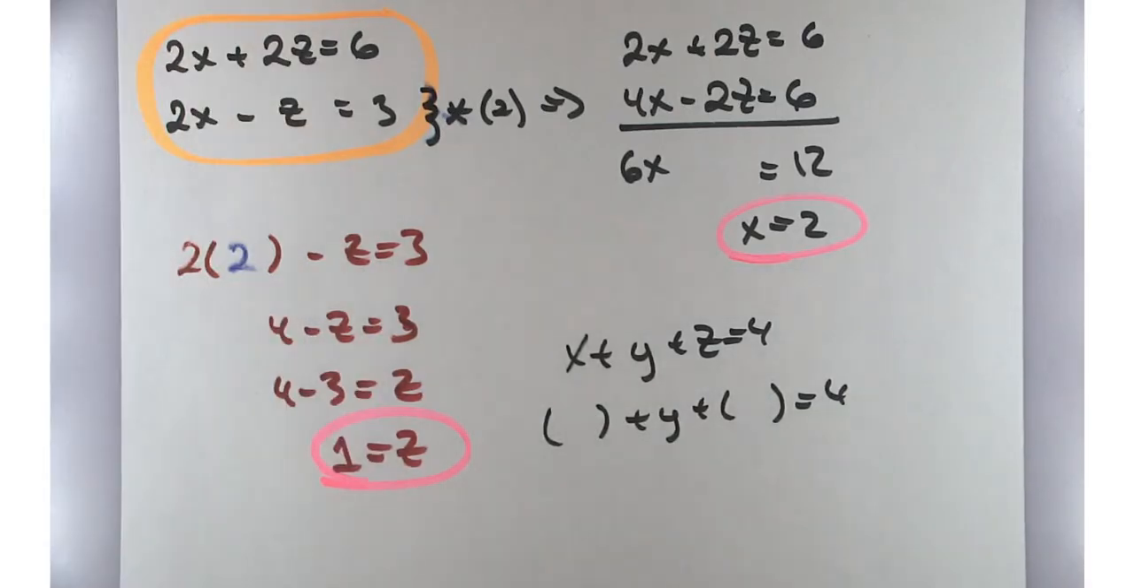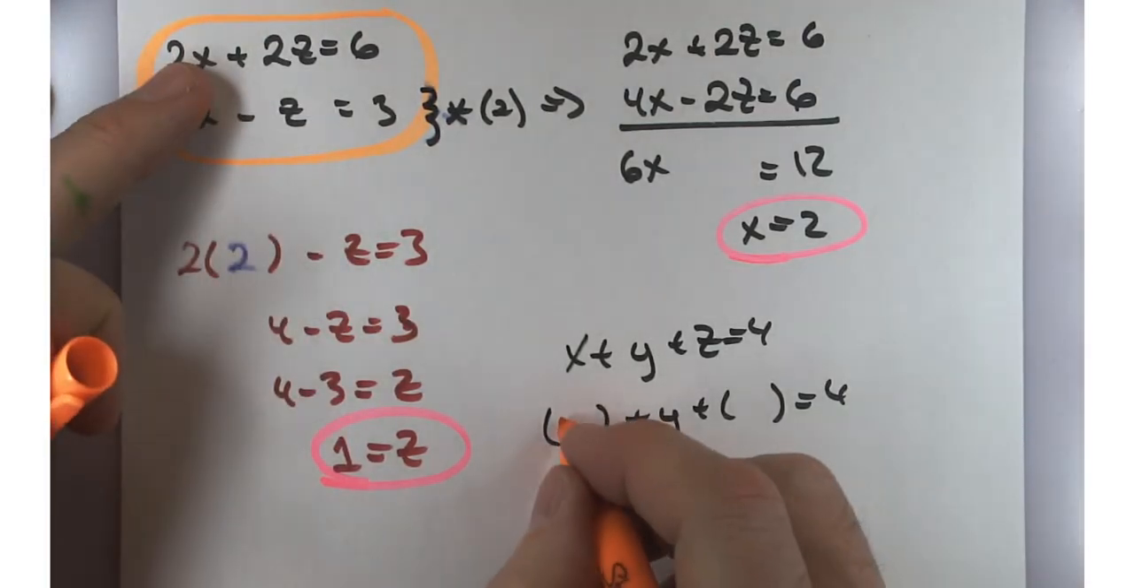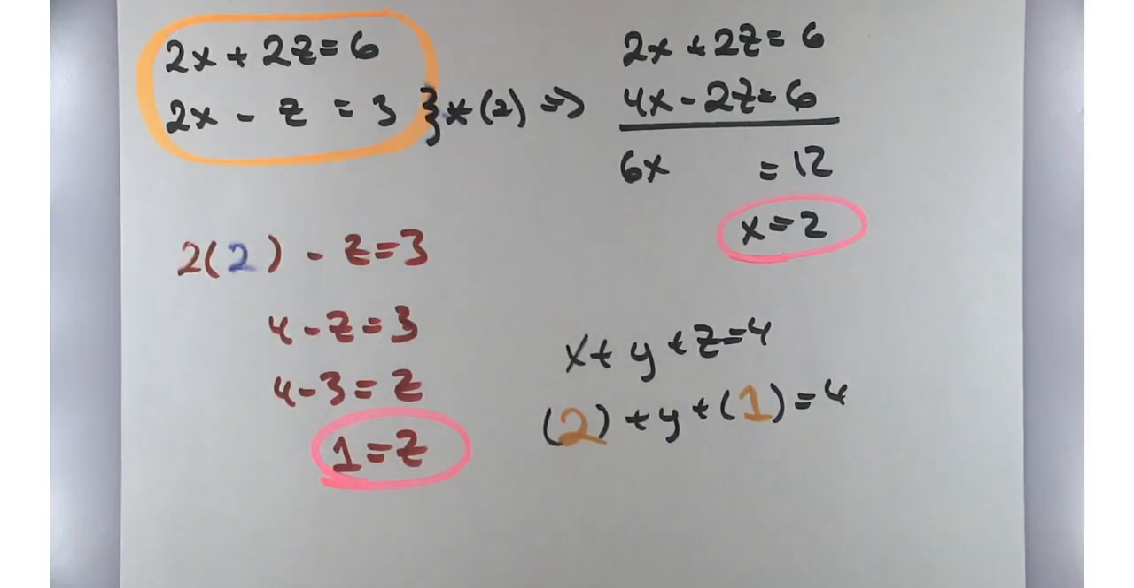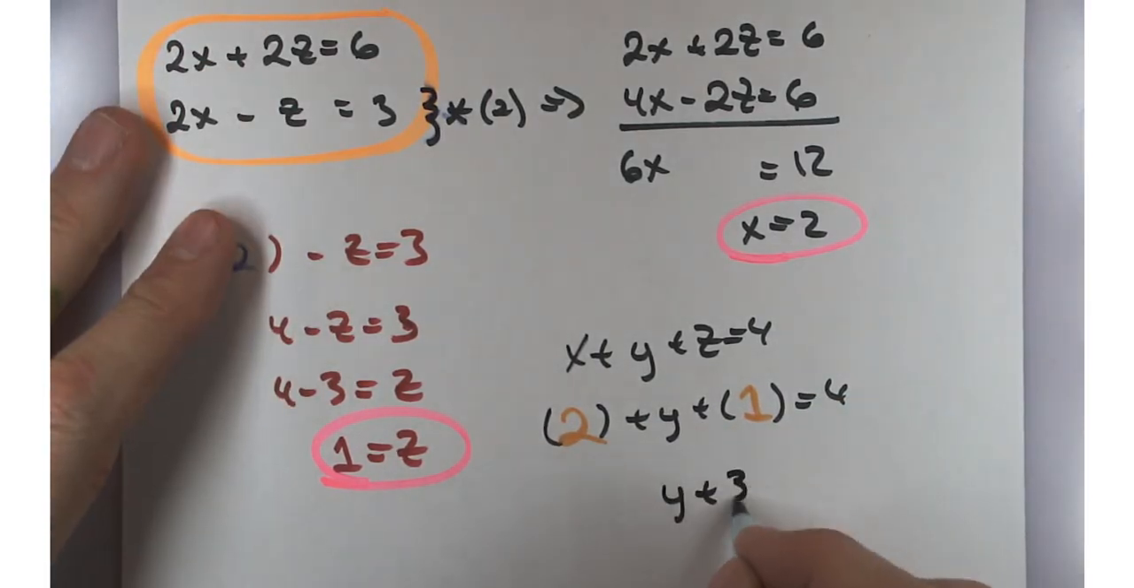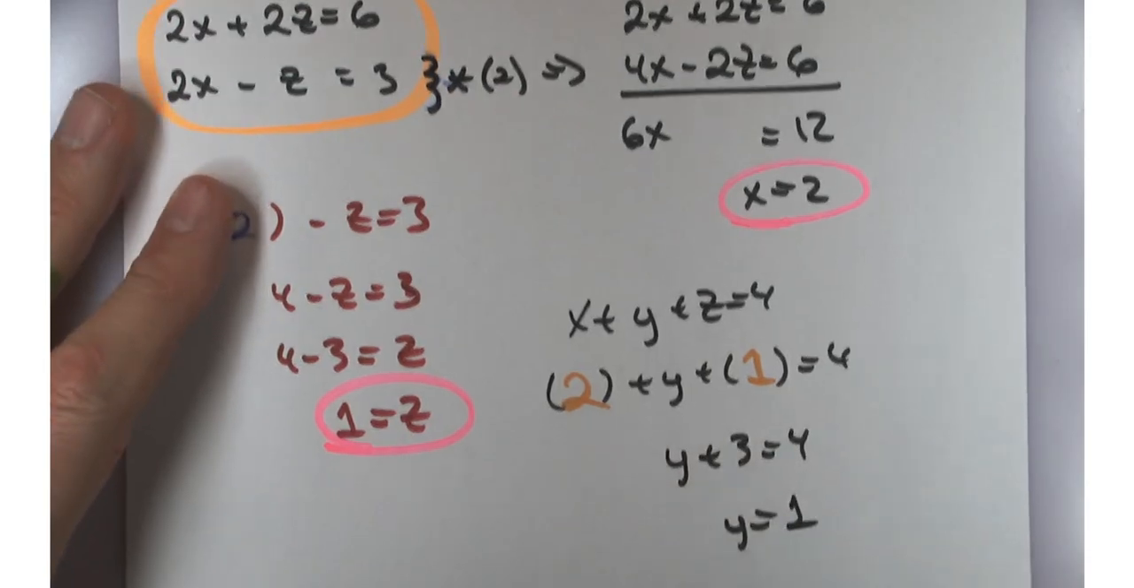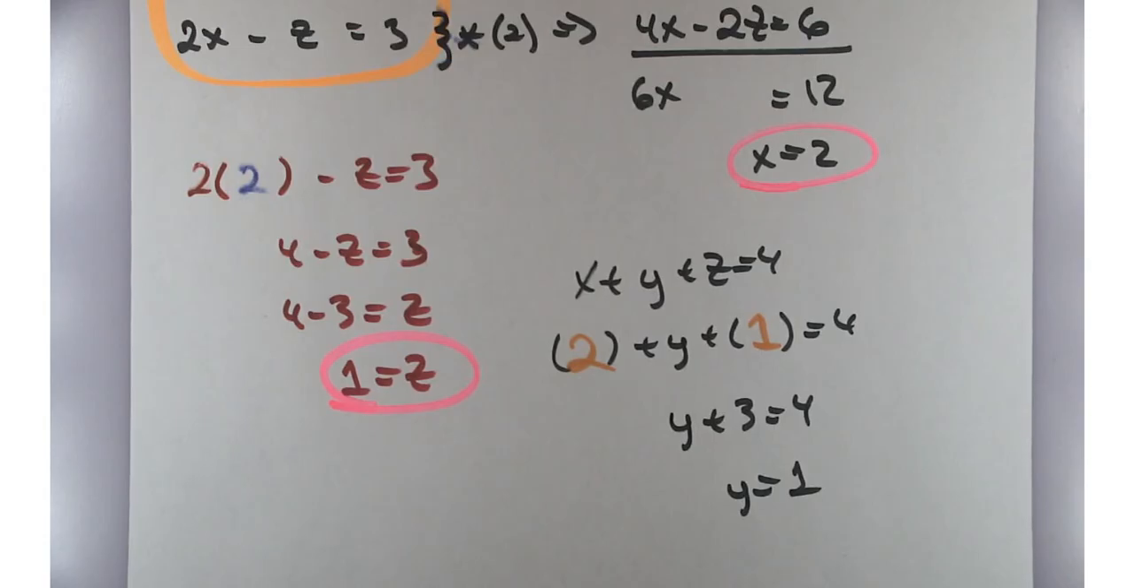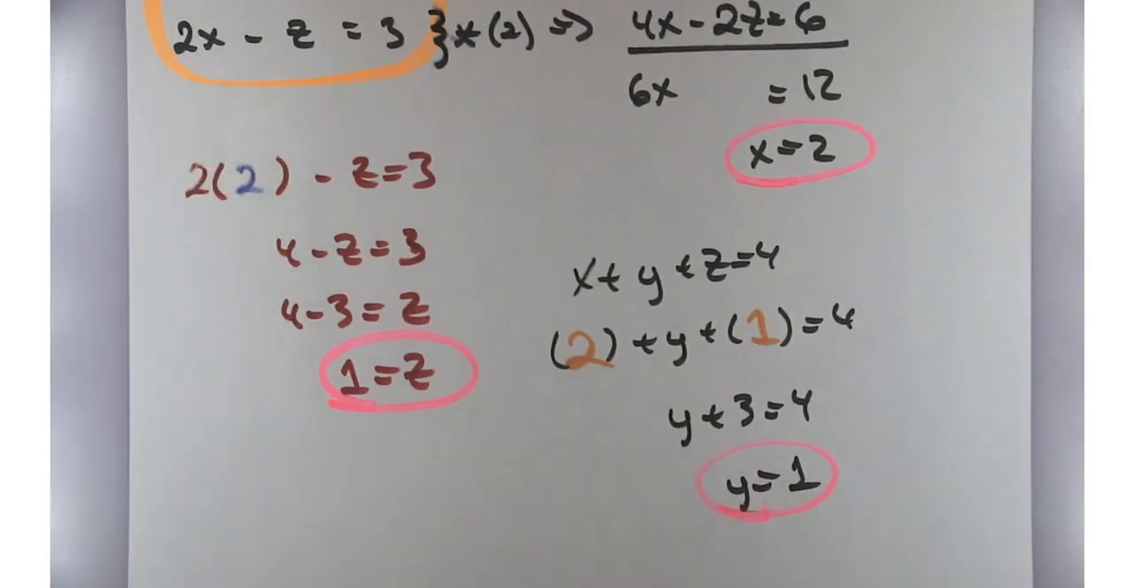We'll do it this way. 2 and 1. So it gives me y plus 3 equals 4, or y equals 1. Yay! Consistent. Yes, well done. It's another consistent system of equations.